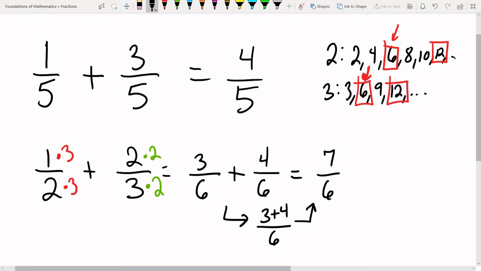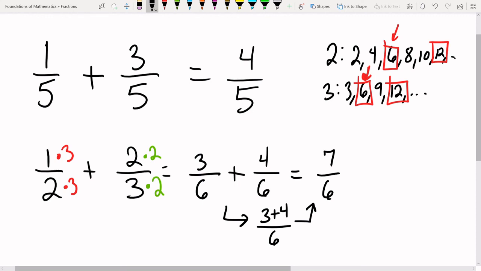That's how addition and subtraction actually work. We need to get common denominators. And the best one to get is the least common denominator. Then the operation is done. And the final result always needs to be simplified.